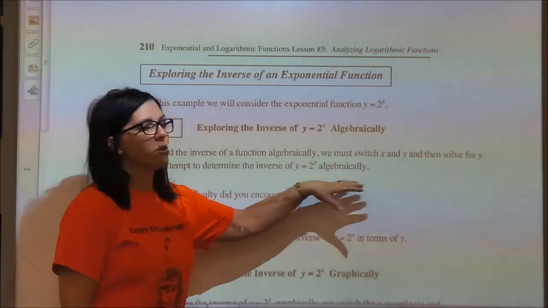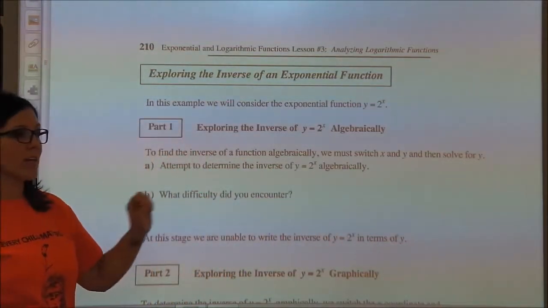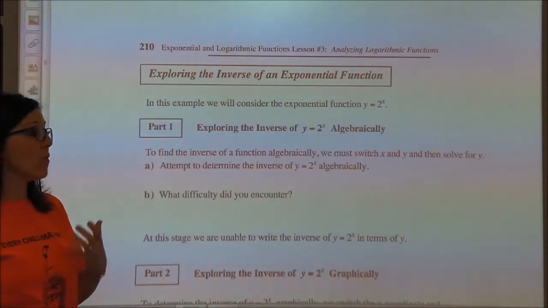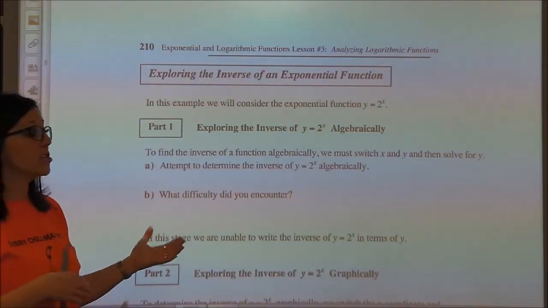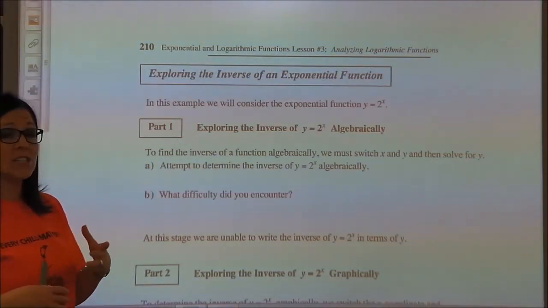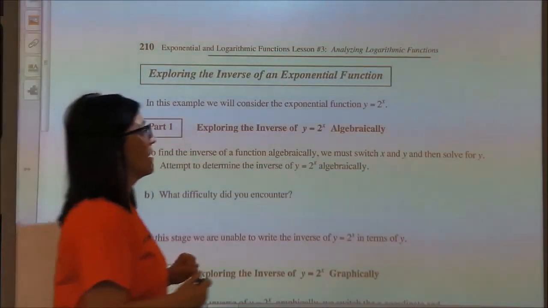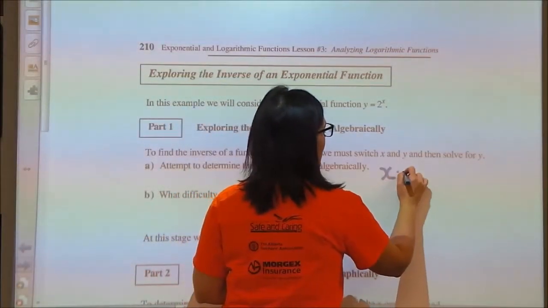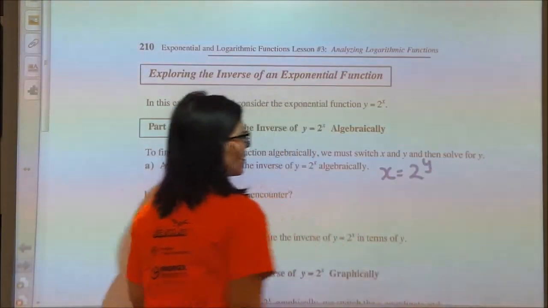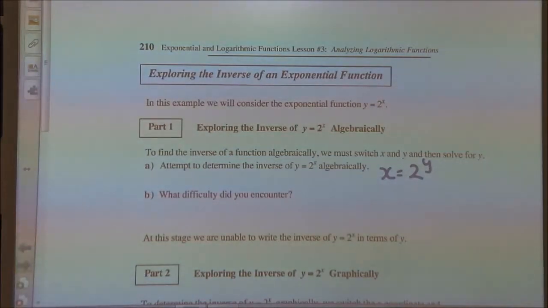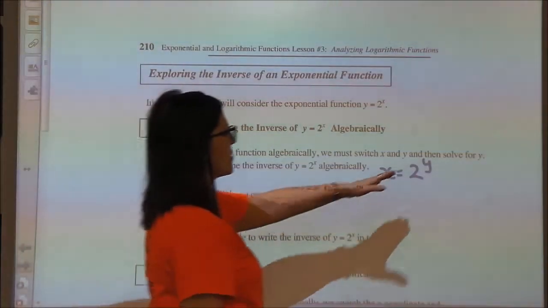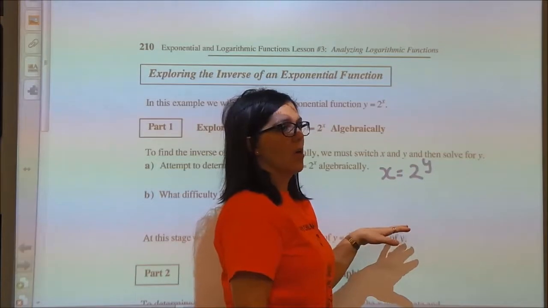So if we were to algebraically look at the inverse, just like we were doing with the other page, the instructions are to interchange the x and the y. So what I would get is x equals 2 to the power of y. Then I encounter a problem. The problem comes in, how do I get y equals? How do I bring the y forward?